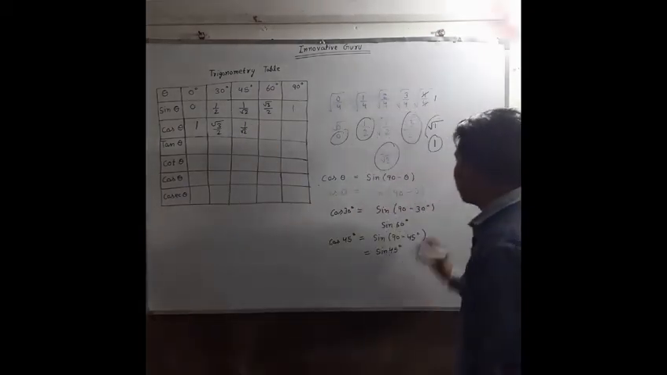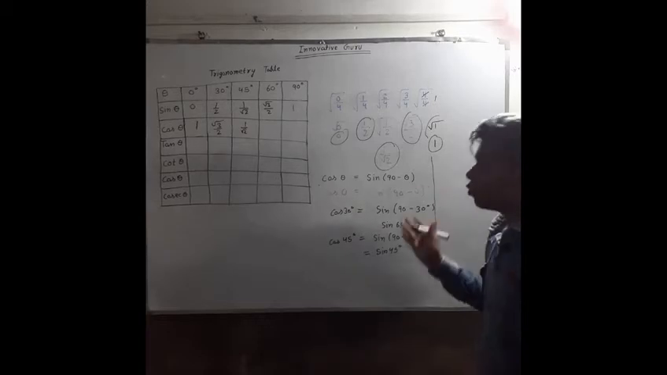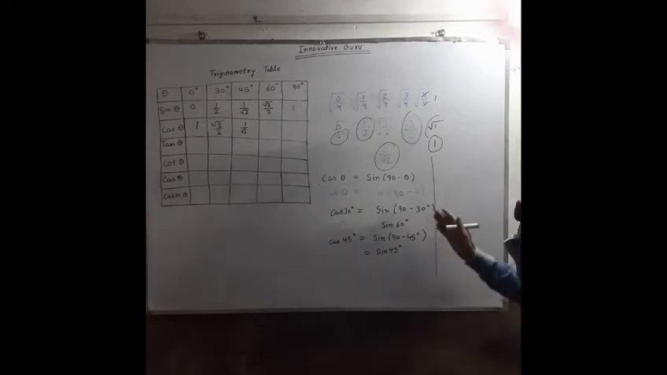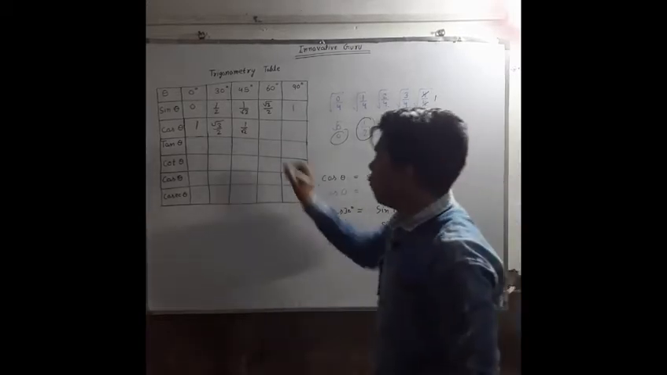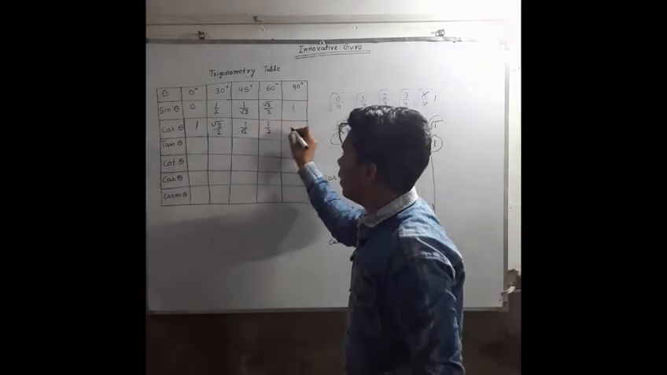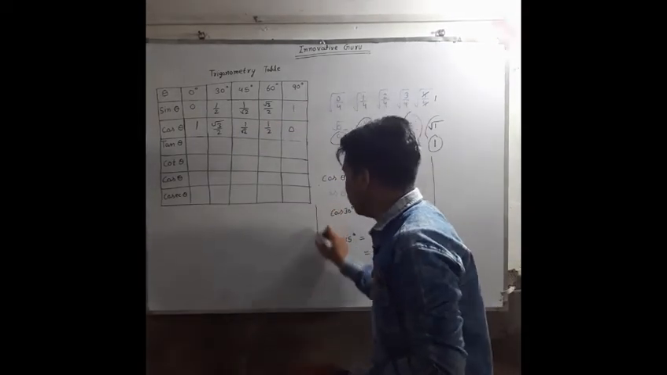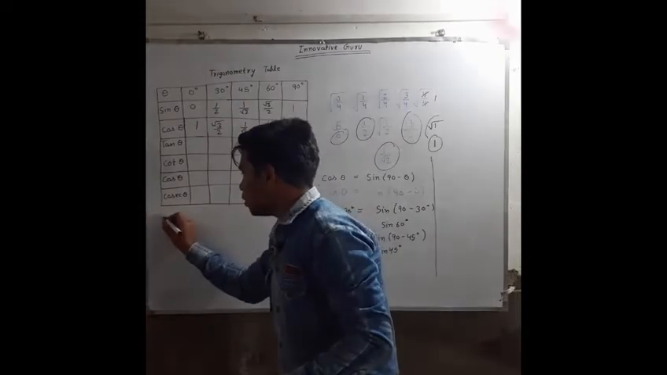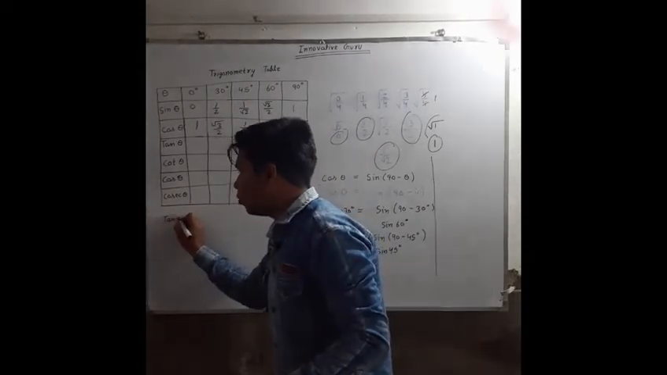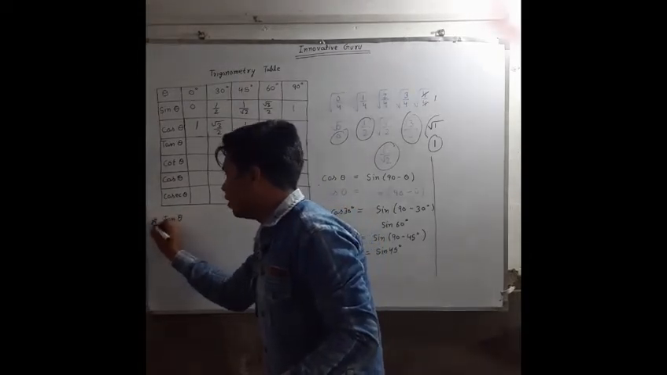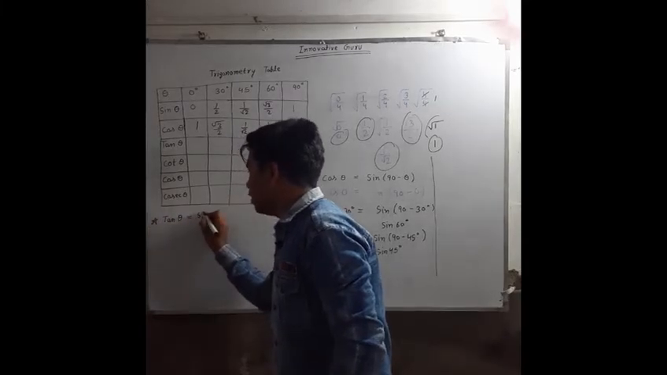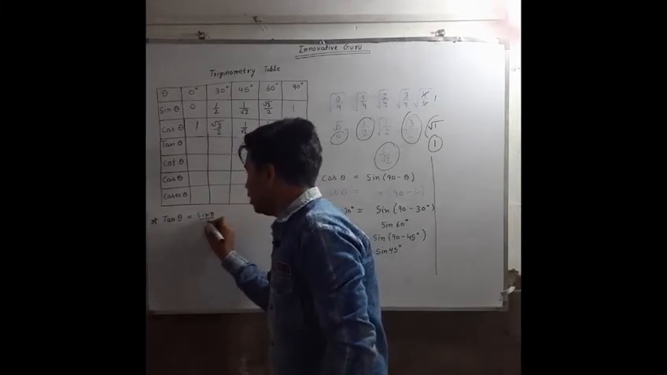And for the next one, as before, you have to solve the equation and you will get the values of each and every one very easily. Now focus on the next one, tan theta. I think you know the formula of tan theta is sin upon cos.